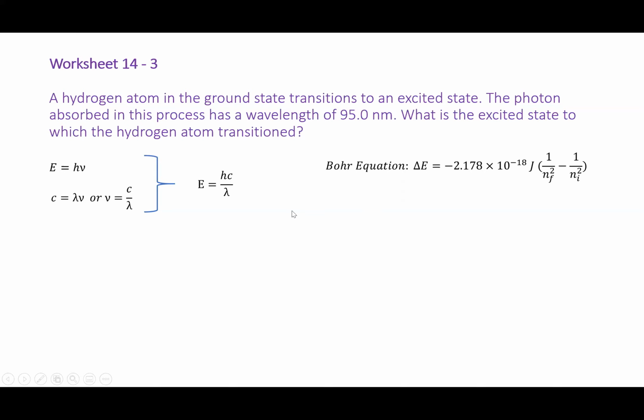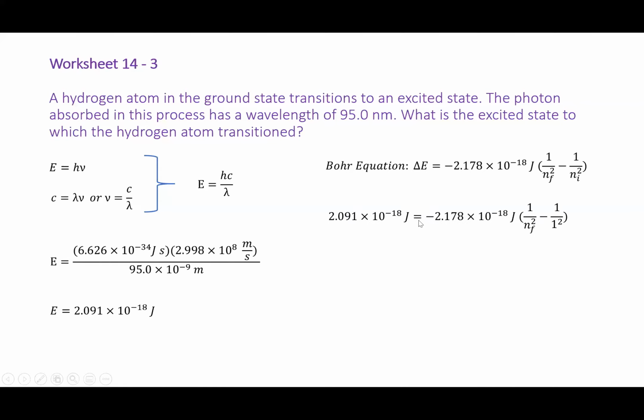So continuing that thought process, let's plug in some numbers. I plug in Planck's constant right here, and I plug in the speed of light right here, and I convert 95 nanometers into meters here in order for the meter units to cancel, so that I end up with joules at the end. I can solve for my energy, which I get to be 2.091 times 10 to the negative 18 joules. So now that I have that value, I can plug it back into delta E right here, which is the energy of the transition.